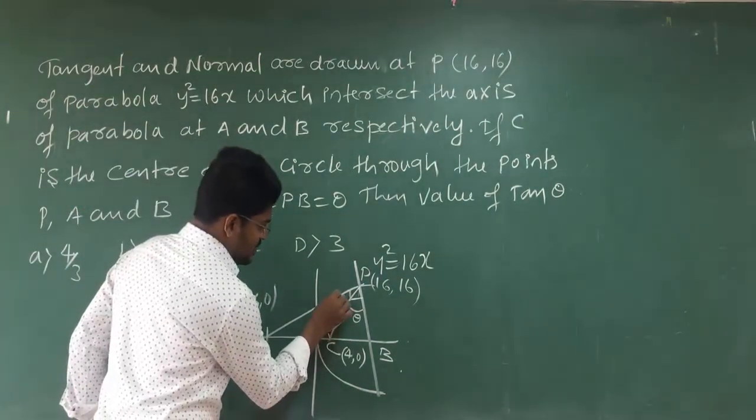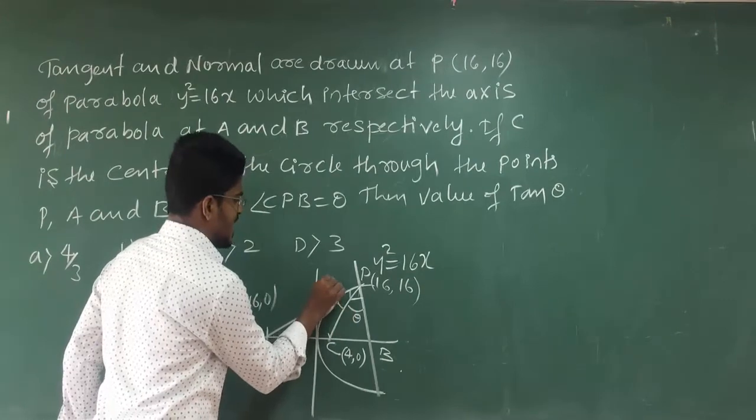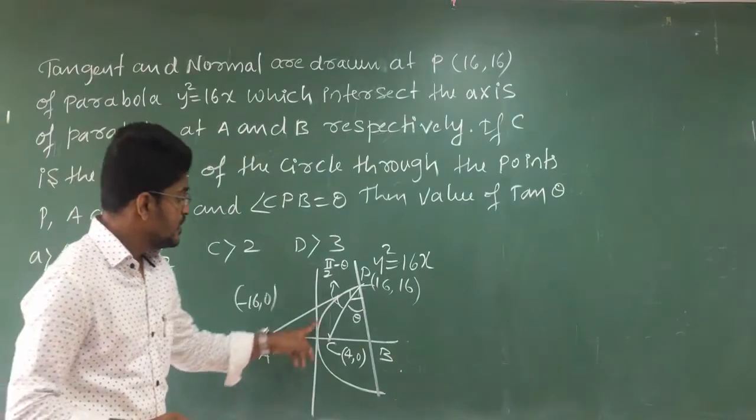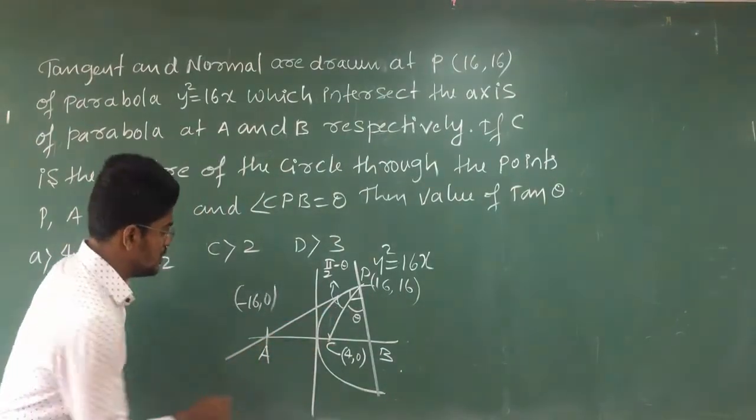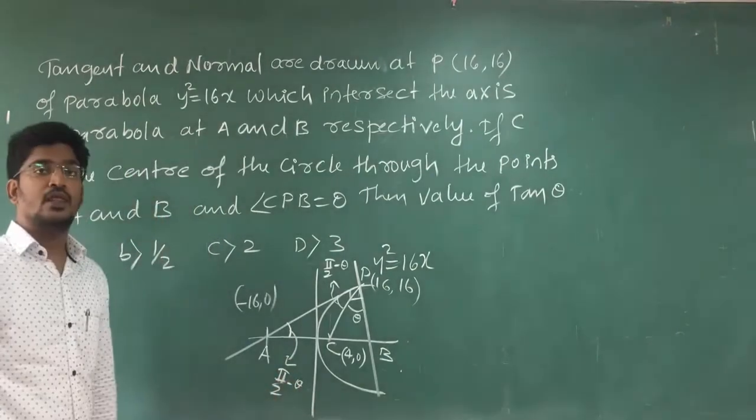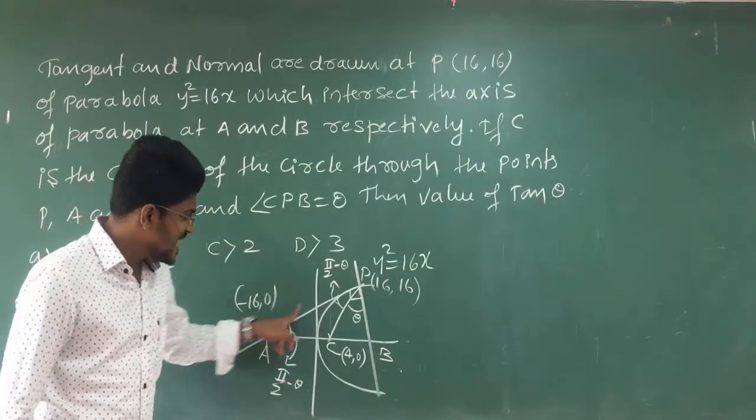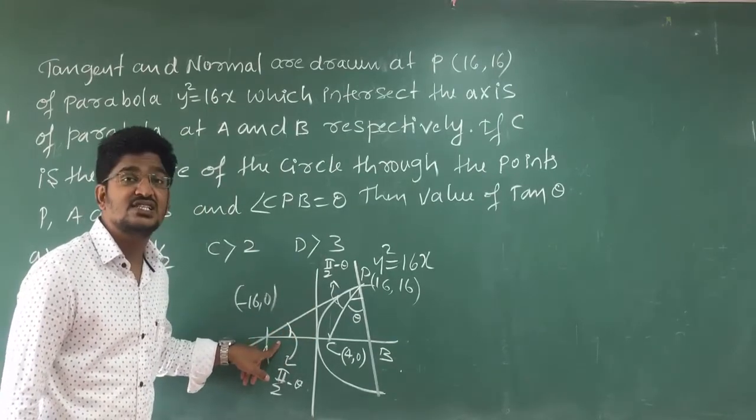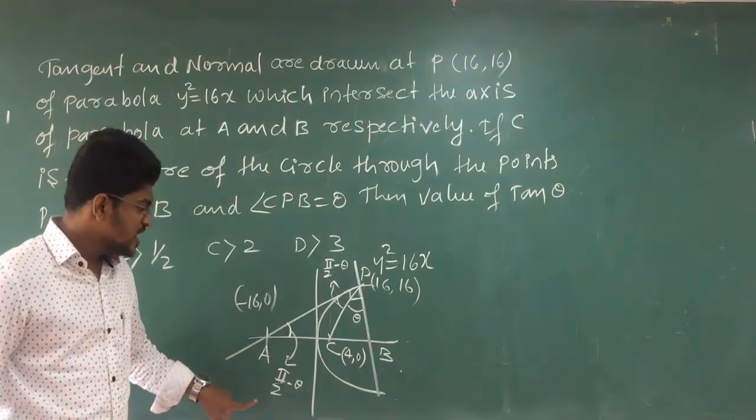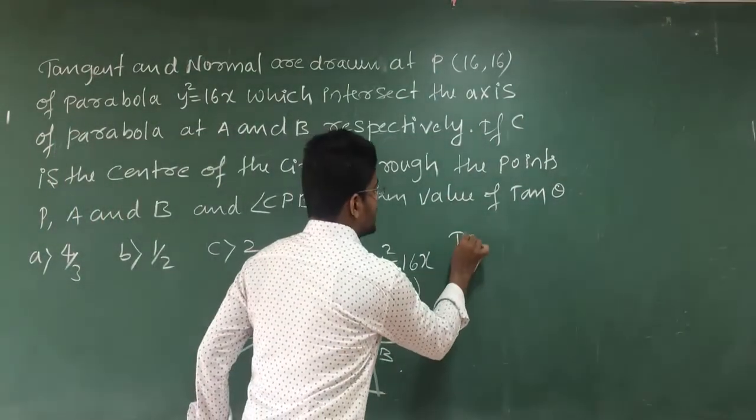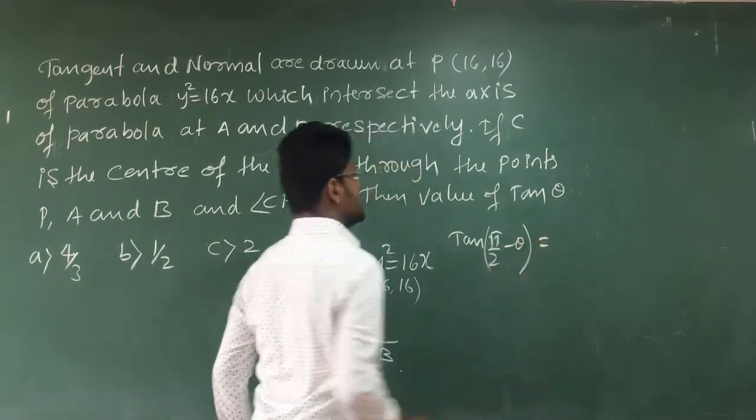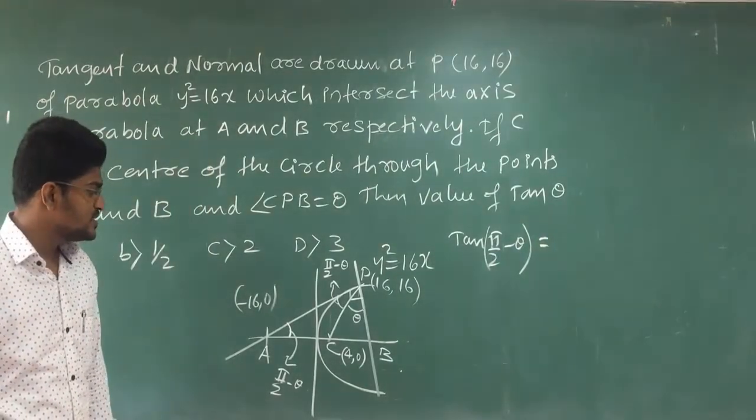Now, if this is theta, this angle will be how much? This angle will be pi by 2 minus theta. If this is pi by 2 minus theta, this angle will also be equal to pi by 2 minus theta. Now you can see that this is the line making an angle with the x-axis. That is called what? Slope. Slope is what? Tan theta. So for that purpose, I will write tan of pi by 2 minus theta is equal to how much?